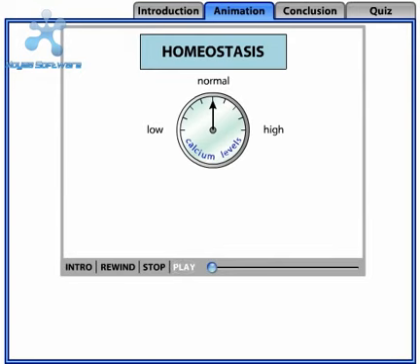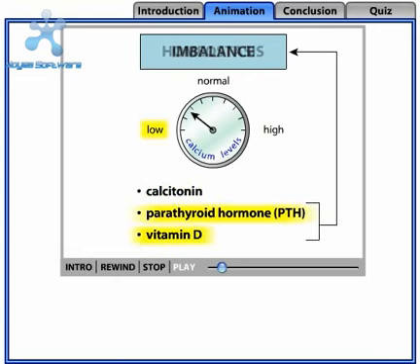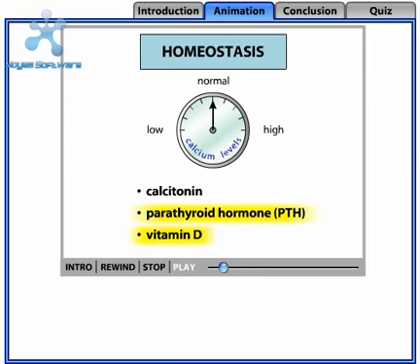Calcium levels in the blood are regulated by three hormones: calcitonin, parathyroid hormone, PTH, and vitamin D. When calcium levels rise, the hormone calcitonin acts to reduce blood calcium. When calcium levels are too low, PTH and vitamin D act synergistically to increase blood calcium.